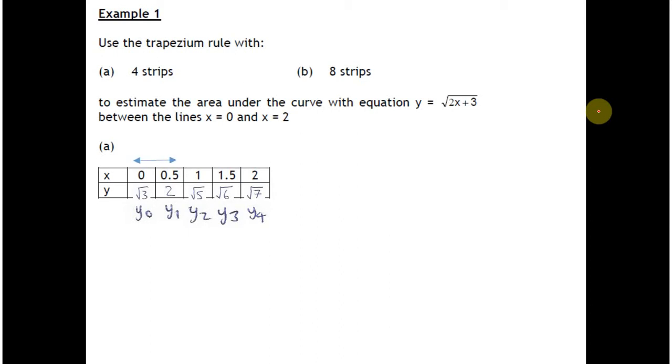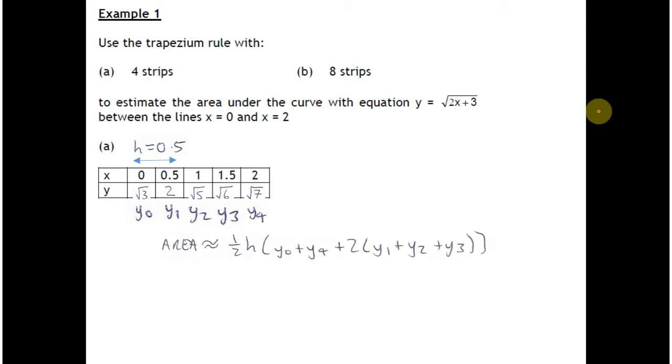Now the h, we don't actually have to use b minus a over n if we're given the x coordinates in a table, because the h is the distance between any pair of x values. So in this case, h is 0.5. And you could use any pair of x values to show that h is 0.5.